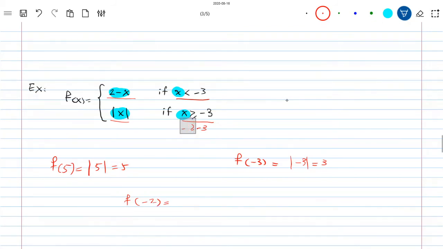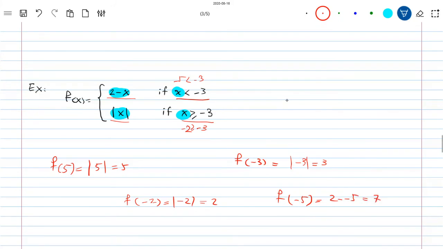-2, again, don't make this mistake. -2 is not less than -3. -2 is still greater than -3. Absolute value of -2. If they ask you for f of -5, then here, -5 is less than -3. Therefore, I use the first expression, 2 minus -5 equals 7.